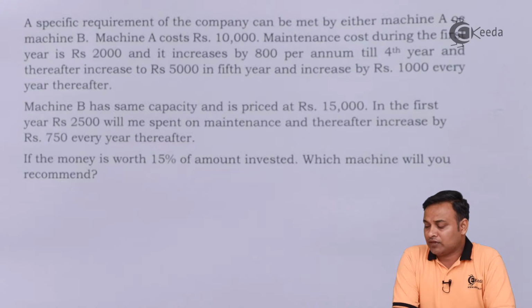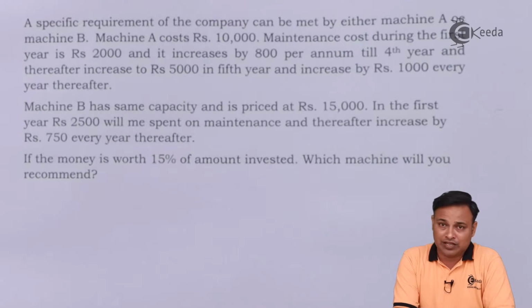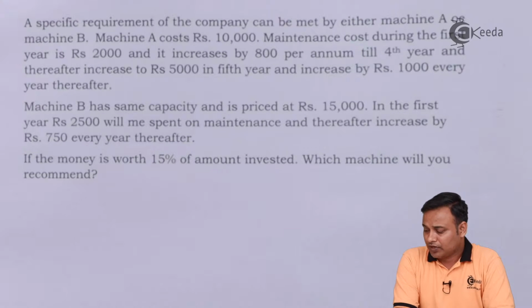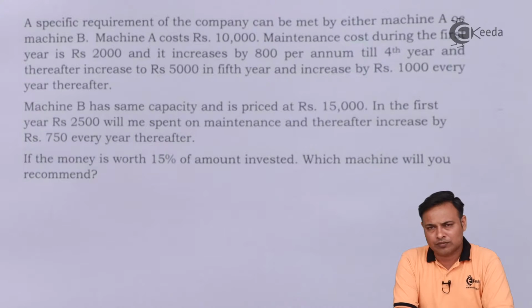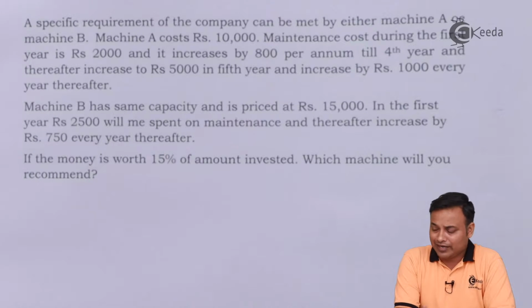A specific requirement of the company can be met by either machine A or machine B. Machine A costs 10,000 rupees, maintenance cost during the first year is 2,000 rupees, and it increases by 800 per annum till the fourth year. Fourth year तक हर साल खर्चा बढ़ेगा 800 रुपया, and thereafter increases to rupees 5,000 in the fifth year, and increases by rupees 1,000 every year thereafter. So it's more or less similar to the last problem. Numbers थोड़े बहुत identical हैं, maybe not exactly same.